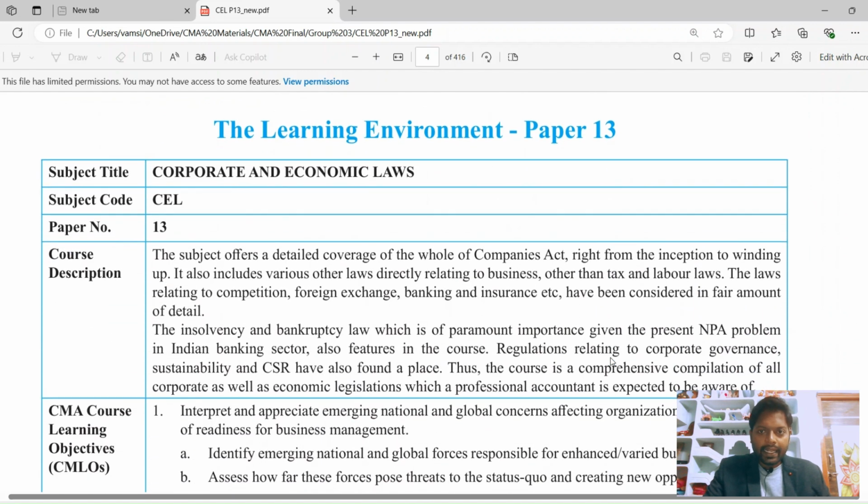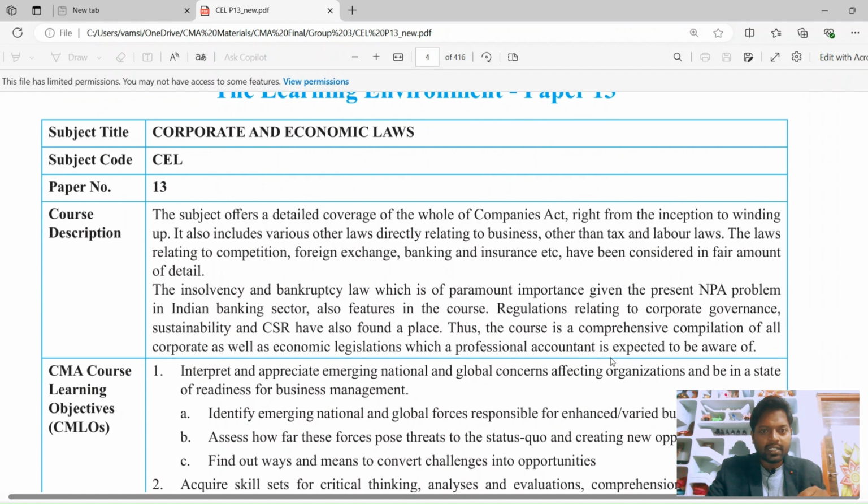And coming to the learning environment, paper 13, the subject title is Corporate and Economic Laws, code CEL. This is paper number 13, course description. What is the description of this law course? The subject offers a detailed coverage of the whole Companies Act, right from the inception to winding up. Means from the beginning, from how to start the company to how to end the company. All these details will be given in this paper.